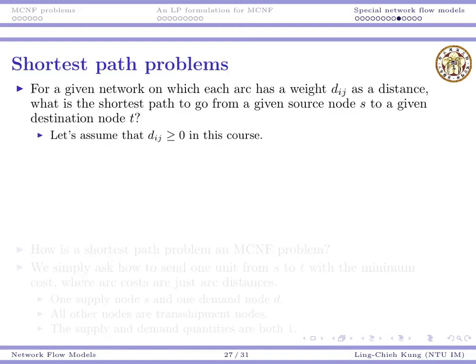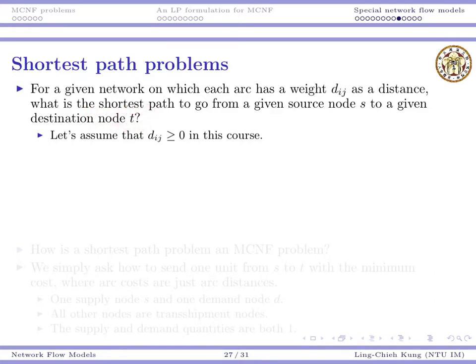Okay, so there are two more problems to go. Let's consider this problem, the shortest path problem. Given a network, we know the arc has a weight, which is distance. Okay? For each arc, we know its distance. We are asking from a given node S to a given destination T, what is the shortest path?